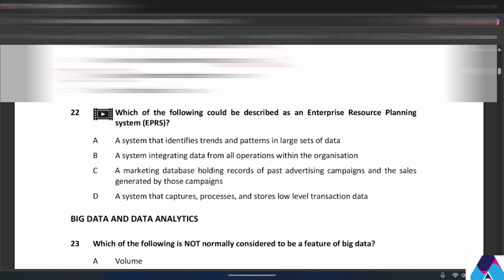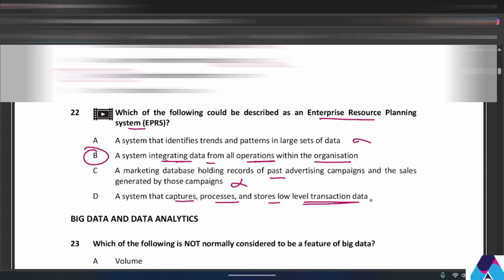Question 22 says, which of the following could be described as an ERP system? Now ERP, I already told you, it's the integration of all the key functions of an organization. So part number A says, a system that identifies trends and patterns. No. B, a system integrating data from all operations within the organization. So yes, that is absolutely correct. Part number C says, a marketing database holding records of past advertising campaigns and the sales generated by those campaigns. No. D, a system that captures, processes and stores low level transaction data.